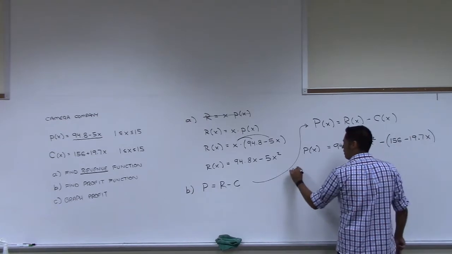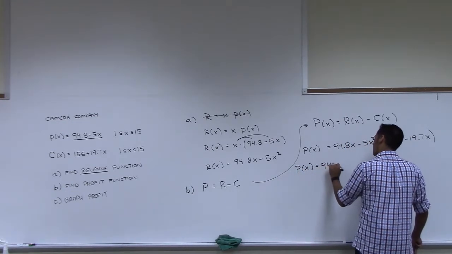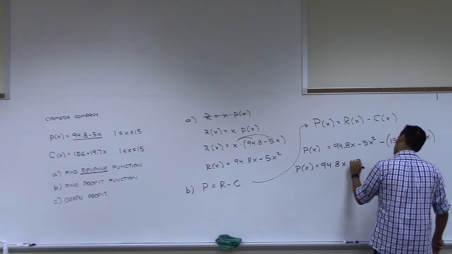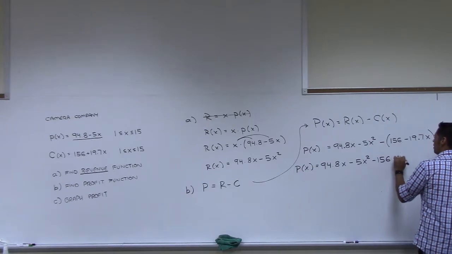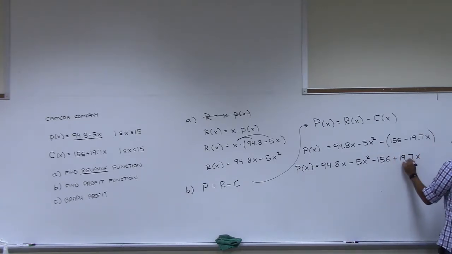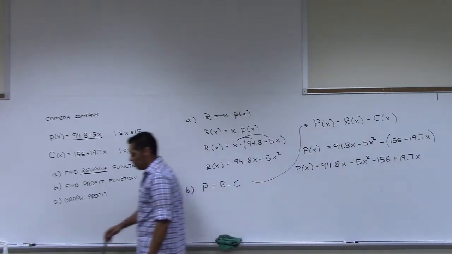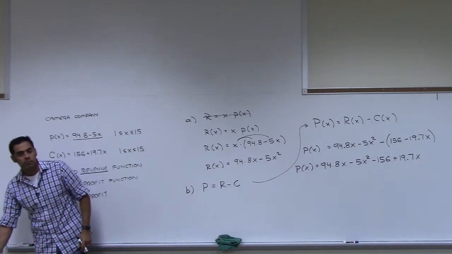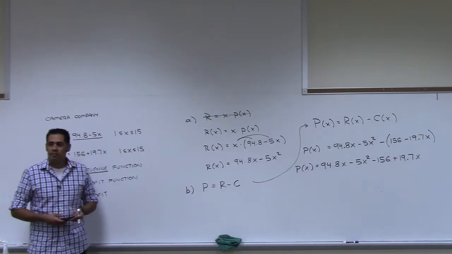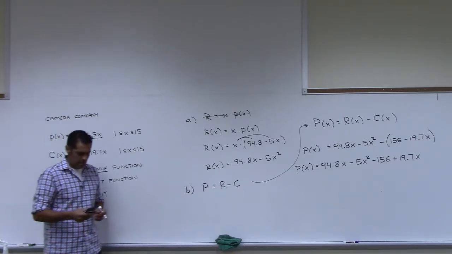So let me try and put my profit function. I'm going to distribute that negative through. Minus 156 plus 19.7x. All right. What type of function is that? Our profit function. Is it a line? Is it a parabola? What is it? It's a parabola, right?